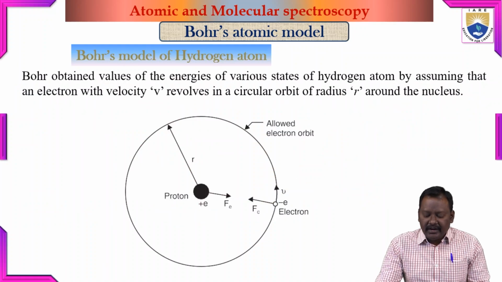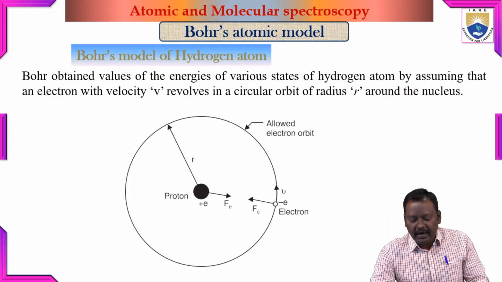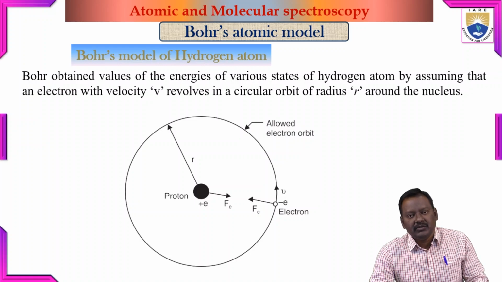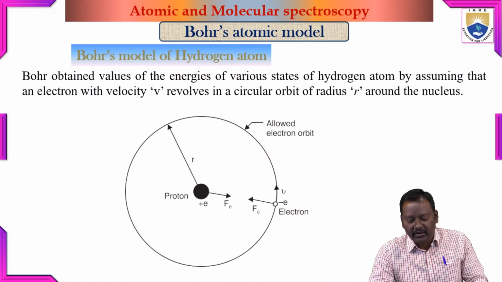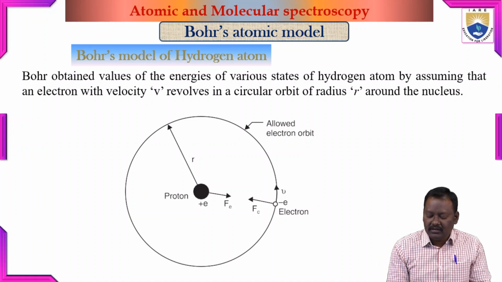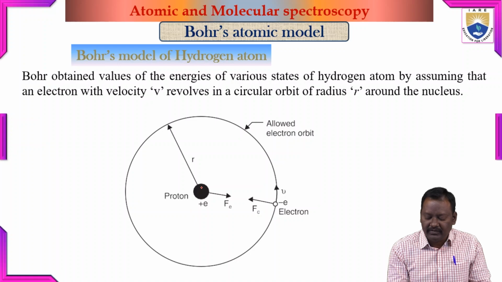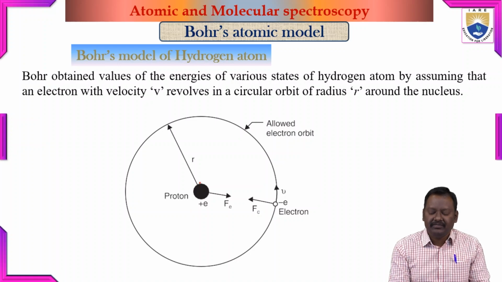So let us take a hydrogen atom. So the Bohr atomic model for hydrogen is like this. For example, there is a positive charge here.